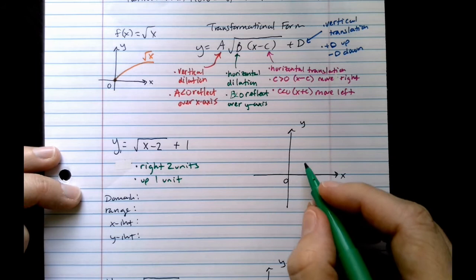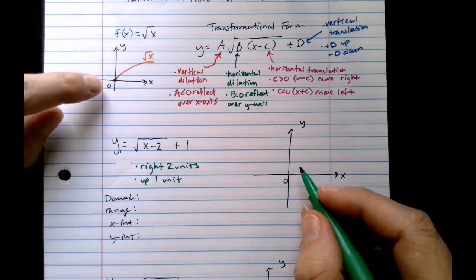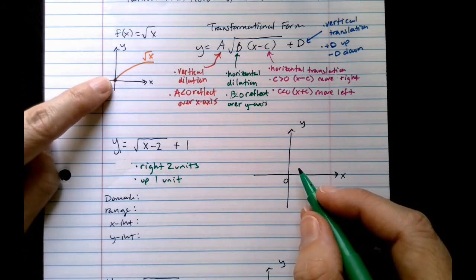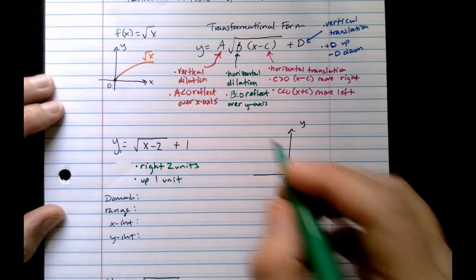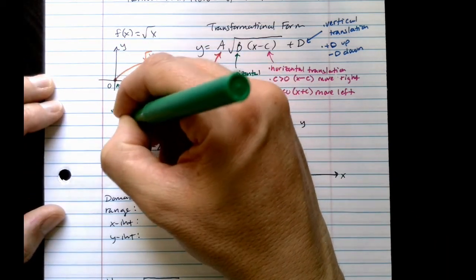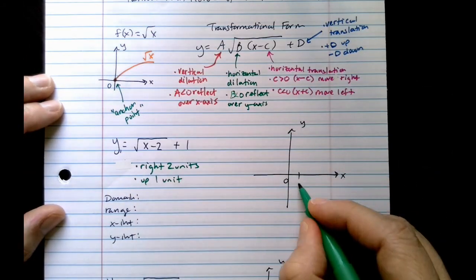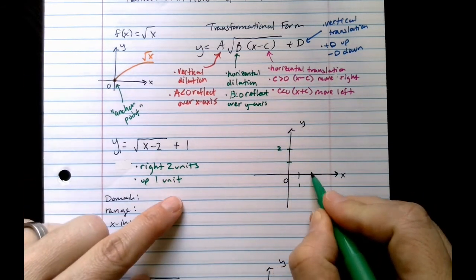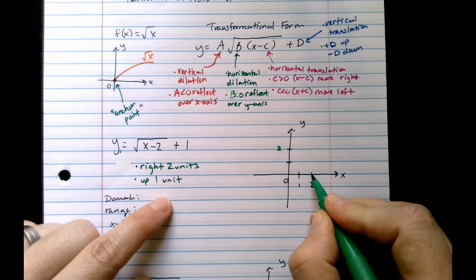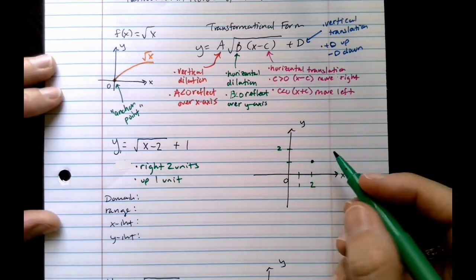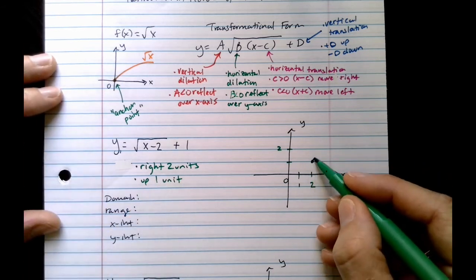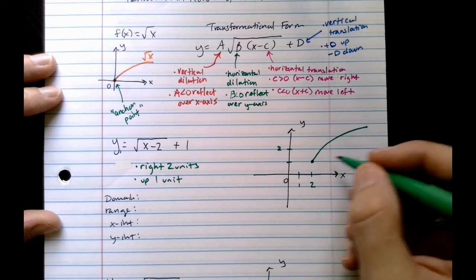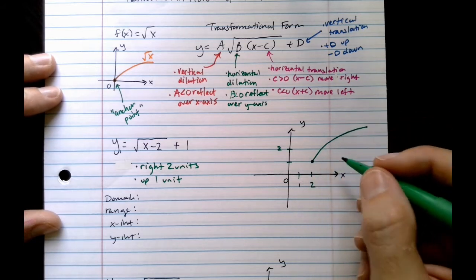So to do this sketch, all you're going to do is start with the anchor point. Remember, the anchor point is the beginning point here that starts with the origin. We're going to move it to the right 2 units and then move up 1 unit. And then from there, the graph will just continue to increase. We're just doing a sketch. We're not doing a full graph of it.